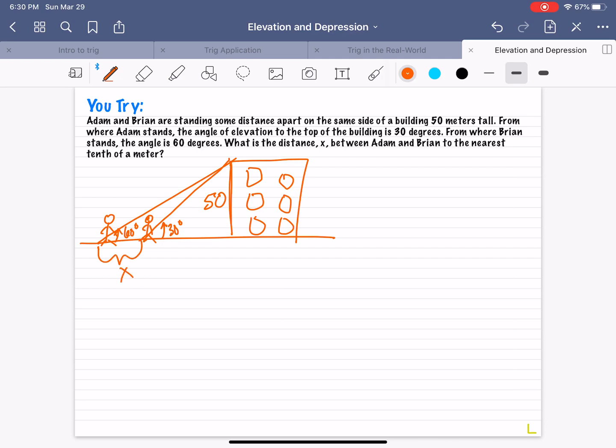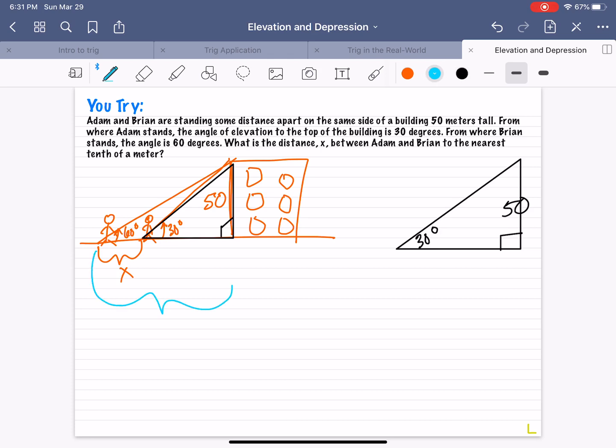So it is very similar to the problem we just did. And we're going to be solving for x. So the first triangle we're going to use is the Adam triangle, which is this one. So I'm going to draw it over here on the side. So the angle of elevation here was 30 and the height was 50. So remember, to solve for x, we are going to solve for the big distance, smaller distance, and subtract them. And that'll give us the distance between Adam and Brian.